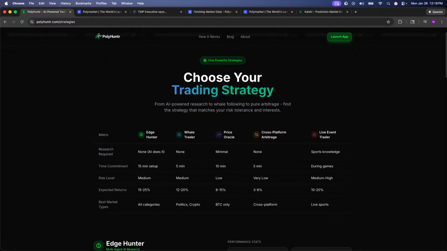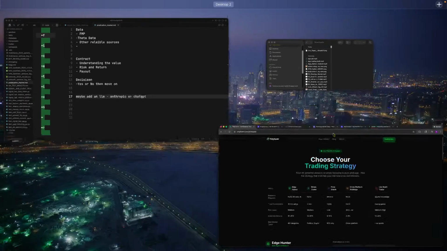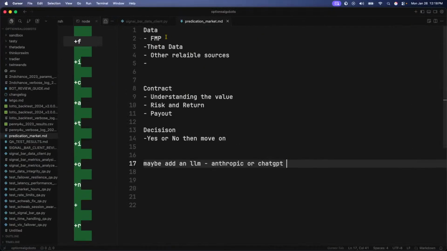It's just a matter of being able to answer the questions that I had before, right? Where's the data going to come from? How can we understand the contracts and the decisions, and then maybe add an LLM to this?